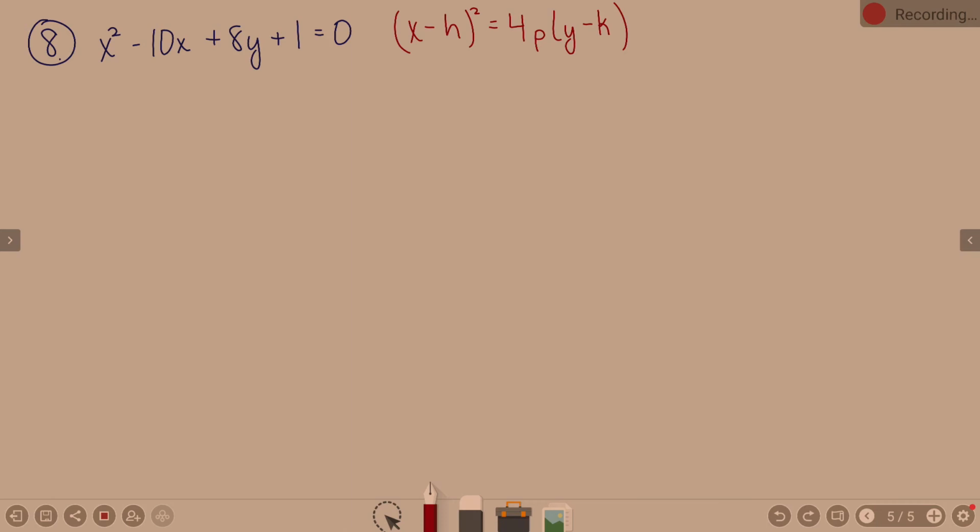Now, as I'm trying to make this happen, I need that left side to be x minus h squared. And notice the hint was to complete the square. So my suggestion is that we get our x's on the left so we can complete the square, everybody else to the right. So I'm going to keep x squared minus 10x on the left. I'm going to leave a gap. And then I'm going to subtract 8y and subtract 1 over to the right because there was a positive 8y and a positive 1.